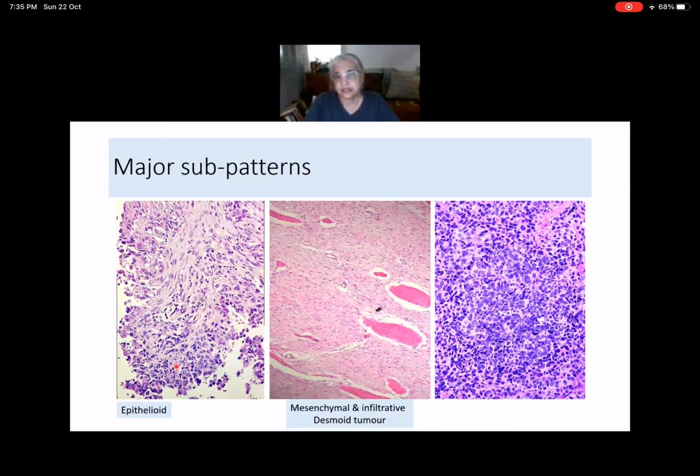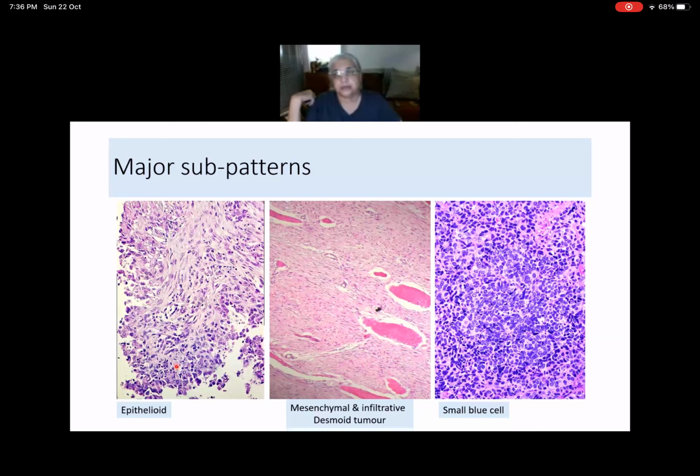What is the next one, Pratibha? What is this last one on the right hand side? What would you want to call it? Round cell. Excellent. I told you that I don't like the term round cell, so I call it small blue cell. Now, I don't know who called this epithelioid.